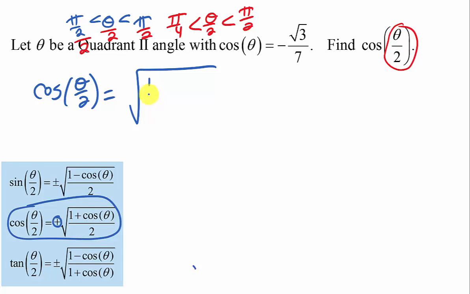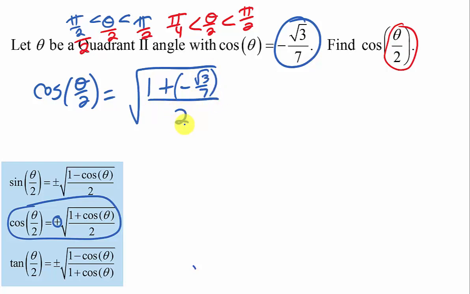So it's going to be the square root of 1 plus cosine theta, but I know what cosine theta is because that's given to me. So that's going to be negative square root 3 over 7, and then that is over 2.